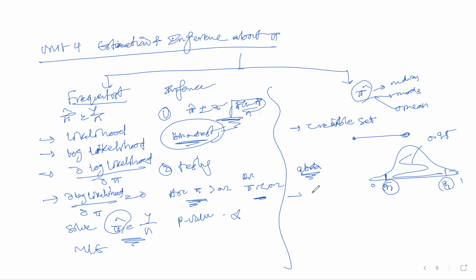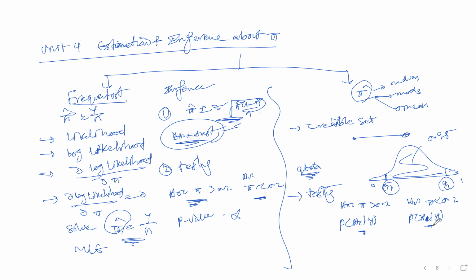So what about testing? Testing in the Bayesian approach, we use the posterior distribution again, because the posterior distribution has all the information we have. So how do I test H0: pi is greater than 0.2 versus H1: pi is less than 0.2? We do not calculate the p-value, we calculate the probability of H0 given y, and the probability of H1 given we collected data, using the posterior distribution.